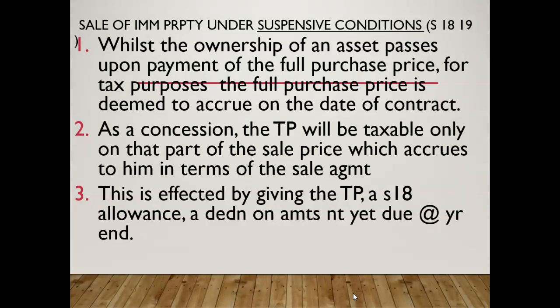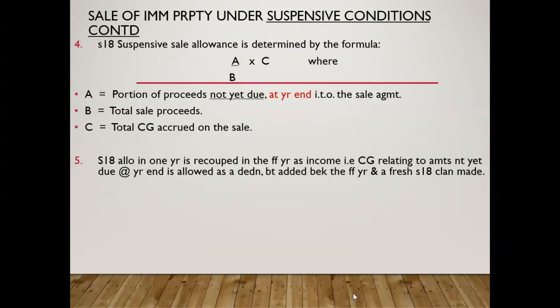So number two is saying, as a concession, the taxpayer will be taxable only on that part of the sale price which accrues to him in terms of the sale agreement. This is effected by giving the taxpayer a Section 18 allowance, a deduction on amounts not yet due at the year end. How do we calculate the allowance?